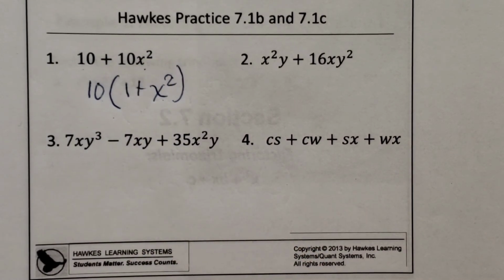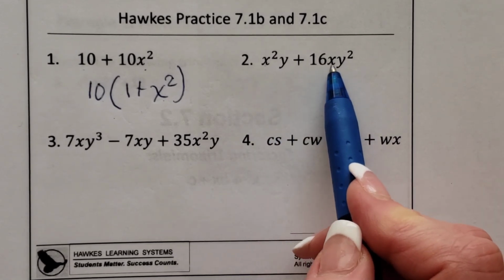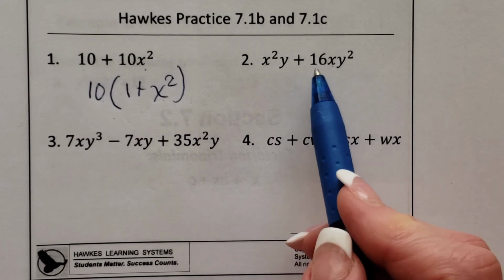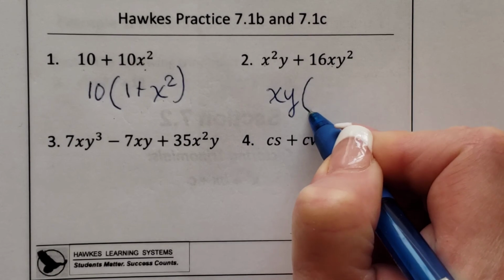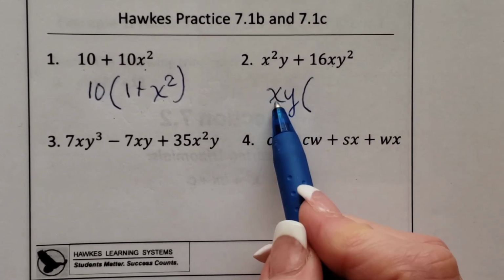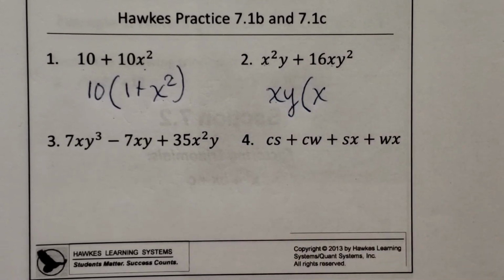All right, look at number 2. What did both of these terms have in common? Can I pull out 2 x's from both of them? No, but I can pull out 1. Can I pull out 2 y's from both of them? No, but I can pull out 1. So I had 2 x's, I pulled out 1. That means there's 1 x left. There was a y, I pulled it out.